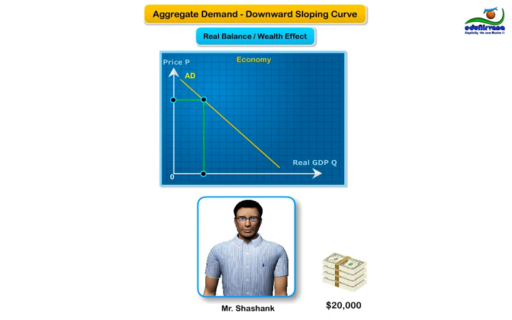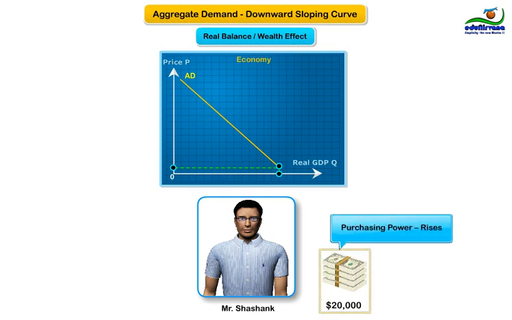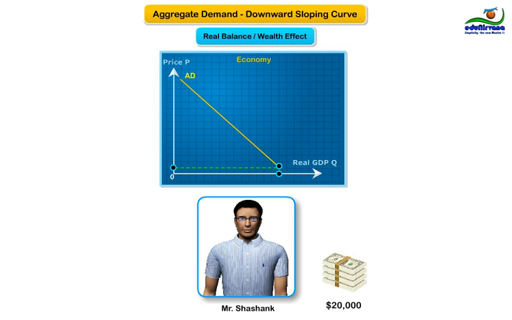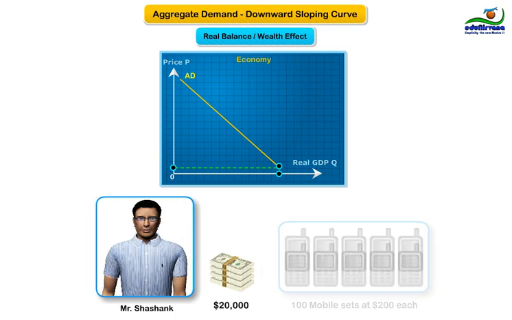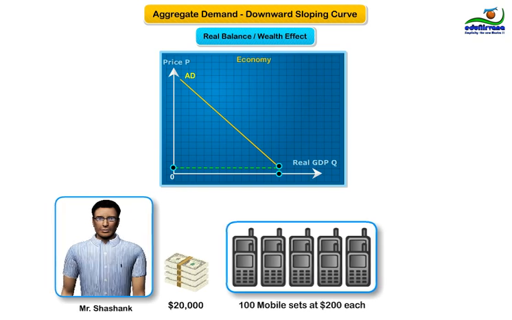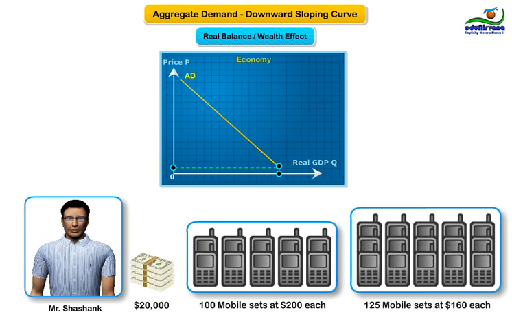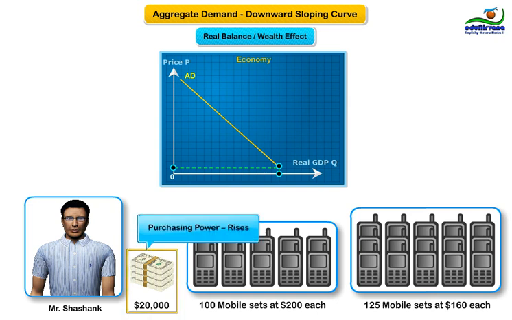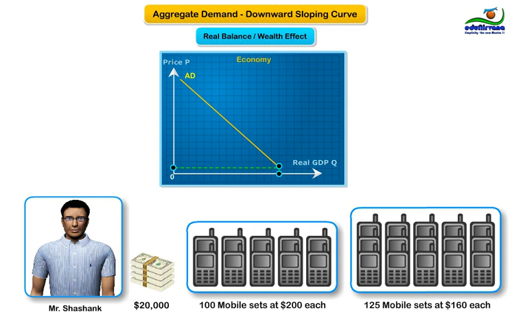Suppose the price level falls. As this happens, the purchasing power of the person's $20,000 rises. That is, the $20,000 which once could buy 100 mobile sets at $200 each can now buy 125 sets at $160 each. An increase in the purchasing power of Mr. Shashank's $20,000 is identical to saying that his monetary wealth has increased.